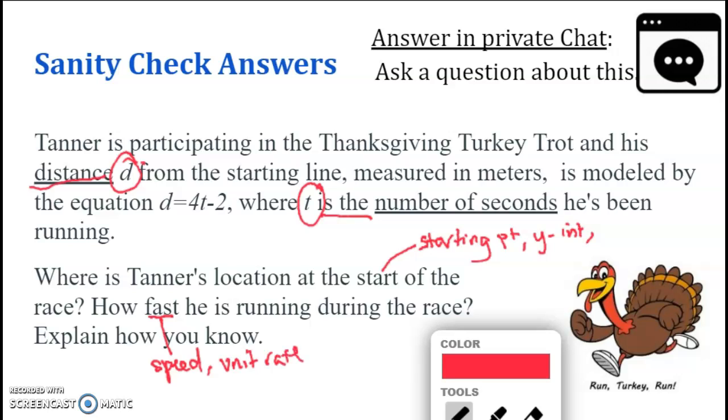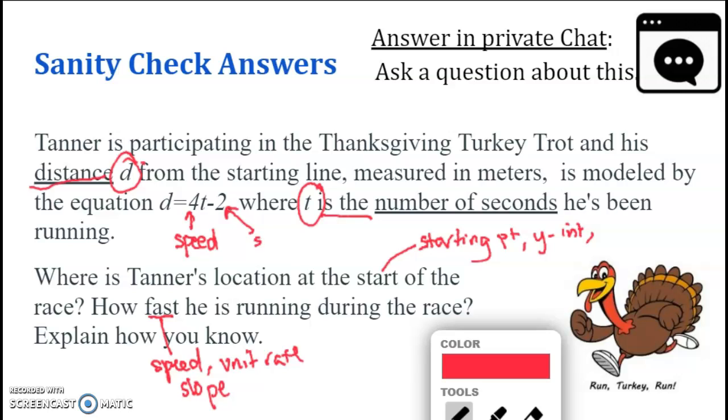Okay, so here's the thing. Just say a student got this. Well, hopefully you know that the speed or the unit rate or the slope is always the number in front of the variable, t. That means 4 is the slope, or the speed or unit rate in this case. And this negative 2 is not positive 2, but negative 2, because the negative belongs to the 2 here.